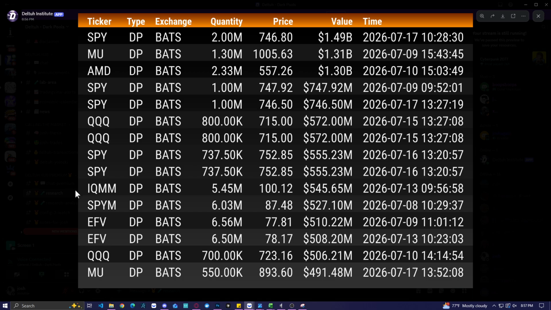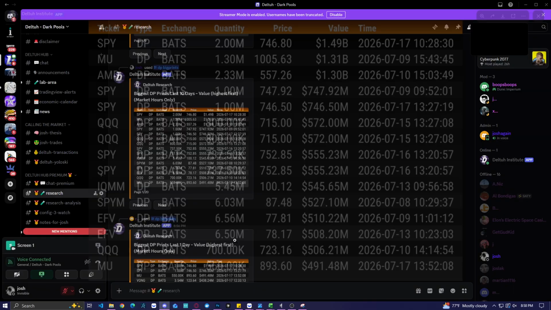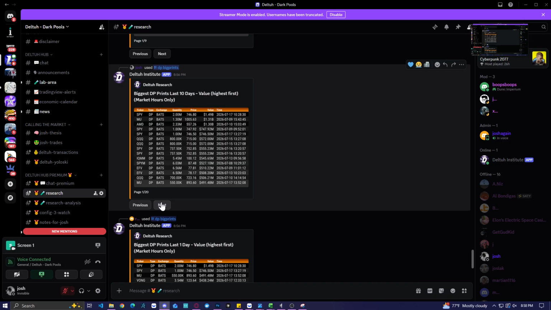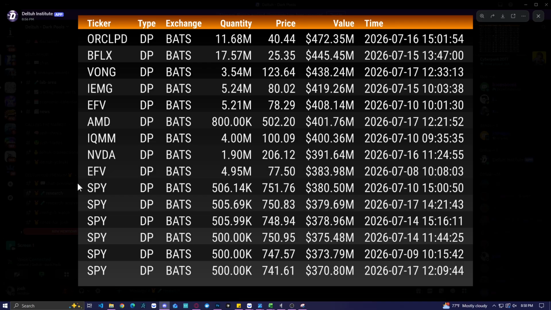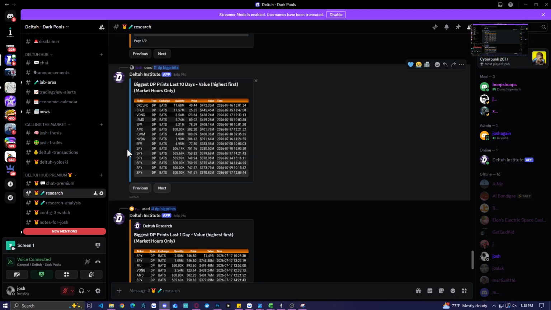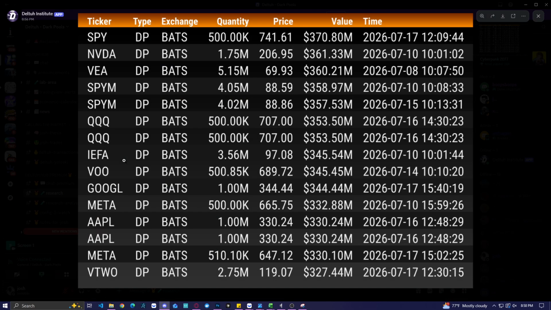QQQ came in a couple of days ago at 715. That order hasn't hit. These two orders at 715 haven't hit. I'm already aware. And then I'll just keep looking through these, up until like 100 million. But a lot of these are ETFs and Vanguard ETFs, so I'm really only looking for individual tickers for the most part.